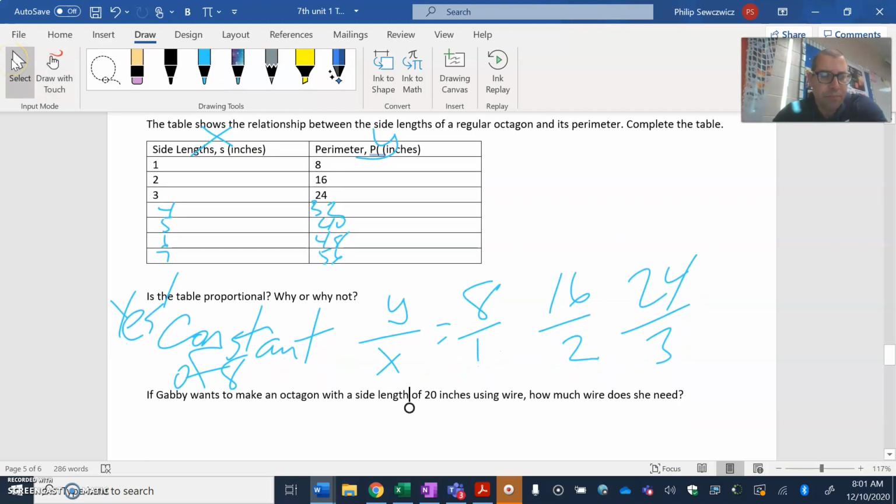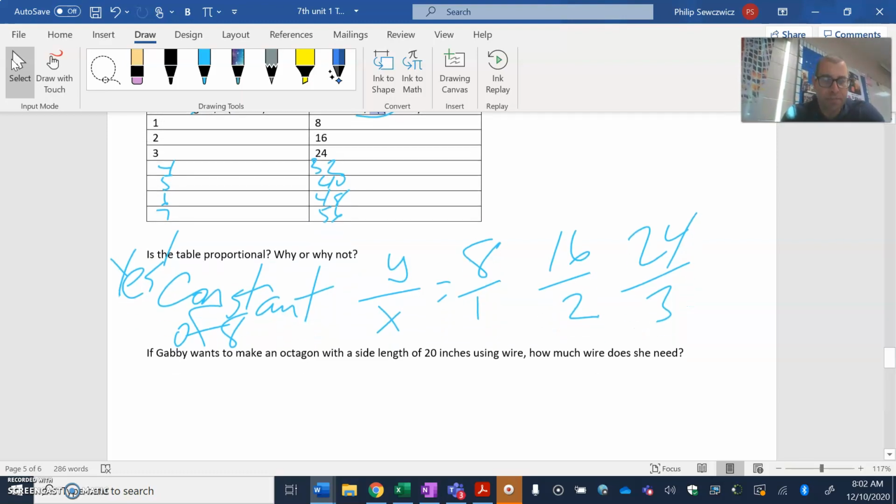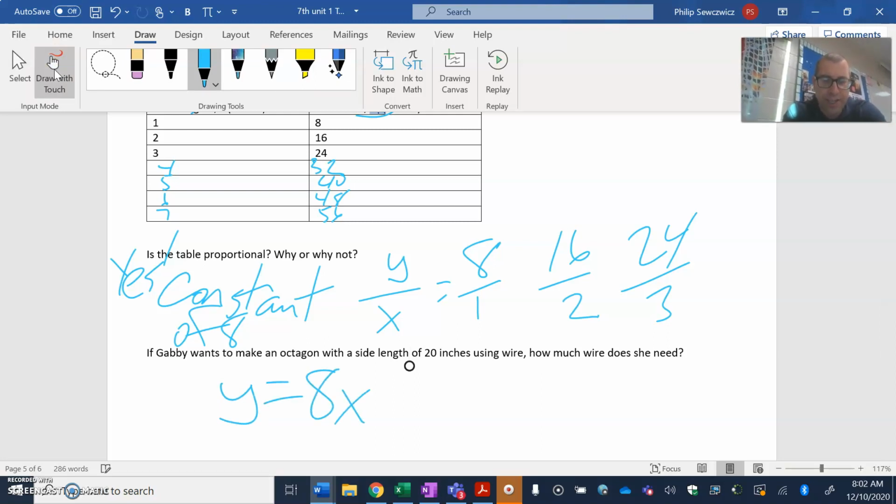All right. So let's see what else we got here. Gabby wants to make an octagon with a side length of 20 inches using wire. How much wire does she need? All right. Like we said, for all these problems, we're going to tell you to use your equation. The tests, quizzes, whatever the case may be, they're all going to start off here and make sure you're using your equation. So let's get our equation down first. So did you get it? Constant is 8. Y equals 8x.